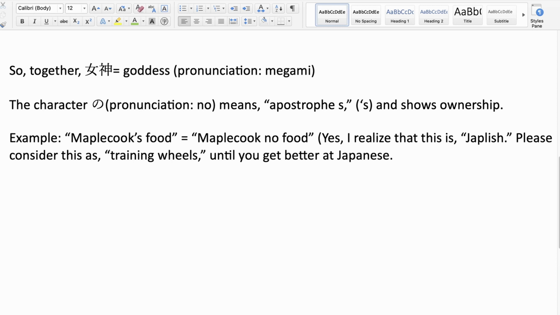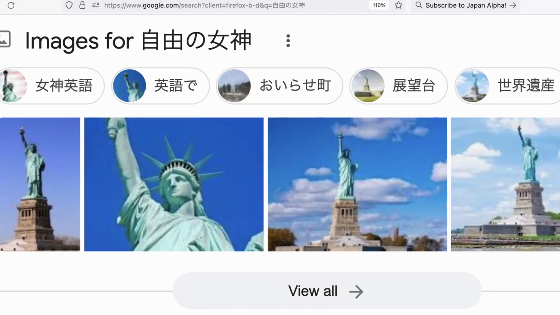Yes, I realize that this is Japlish. Please consider this as training wheels until you get better at Japanese. You can clearly see that the no in the middle of it is taking the place of the apostrophe S. And don't worry folks, I am going somewhere meaningful with this. Keep hanging in there. And there you go. All together, Jiyu no Megami means the Statue of Liberty.